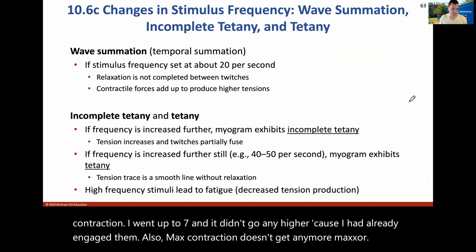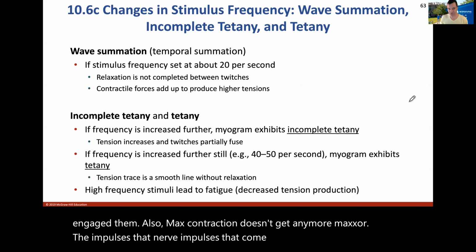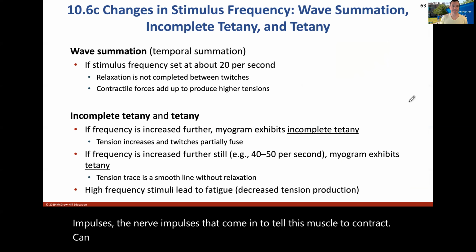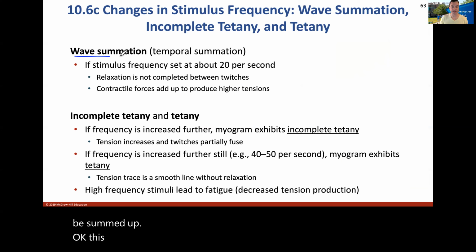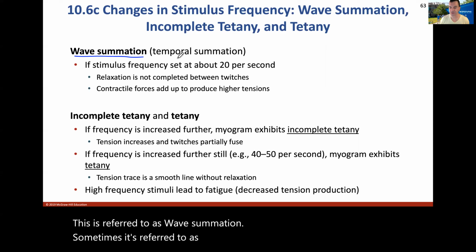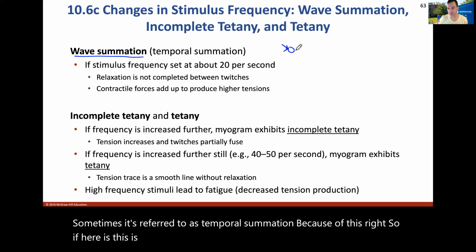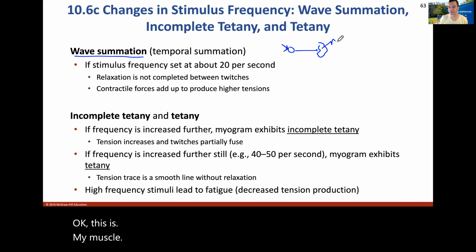The nerve impulses that come in to tell this muscle to contract can be summed up. Okay. This is referred to as wave summation. Sometimes it's referred to as temporal summation because of this, right? So if this is my muscle, and this is the axon, this is the nerve right here, N is nerve, right?